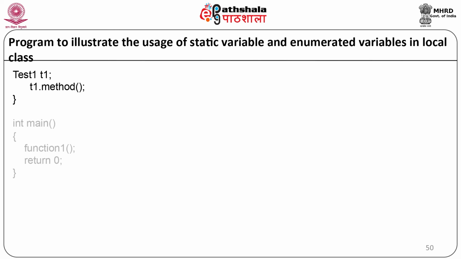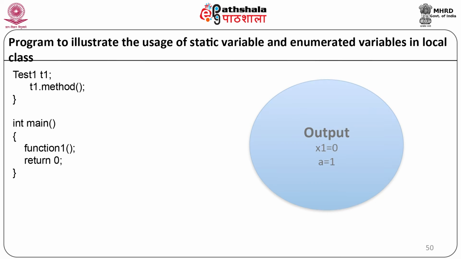Now we will start with our main function, integer main. We are going to call function1 and return 0. Now when we call function1, it will declare the object of class test1 and it will give the call to t1.method. So in the method, it will display the value of x1 as 0 and it will display the value of a as 1. So when the above code is compiled and executed, it will produce the result as x1 equal to 0, a equal to 1.